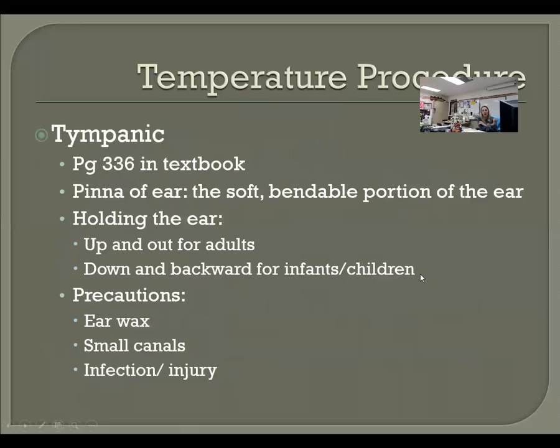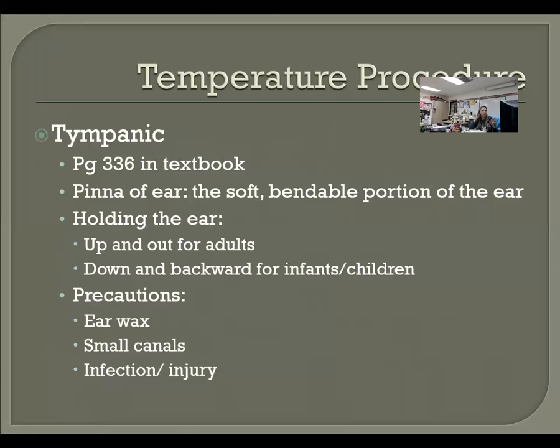Okay, the tympanic, it's on page 336. The thing with the tympanic thermometer is that the little sensor on the end of it has to be able to point at the eardrum. Tympanic membrane, that's why it's called that. The pinna of the ear is the soft, bendable portion on the outside of your ear. For adults, you pull that up and out so that you can straighten out their ear canal so that your tympanic thermometer can actually get a read off of their eardrum. For children, you go down and backwards.